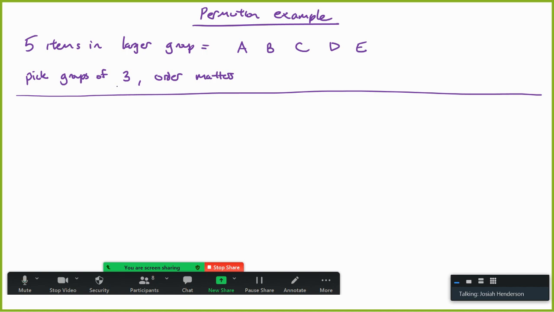So if we're picking groups of 3 out of these 5, one smaller group of 3 that we could pick would just be A, B, C. We could also say A, C, B. I haven't even used D and E yet, but here are 2 different groups of 3 that we could draw from that larger group of 5.